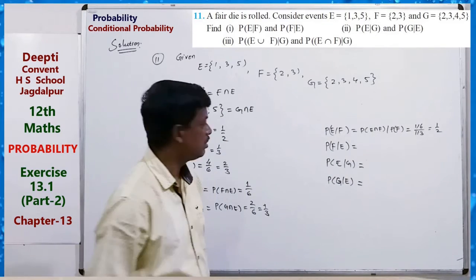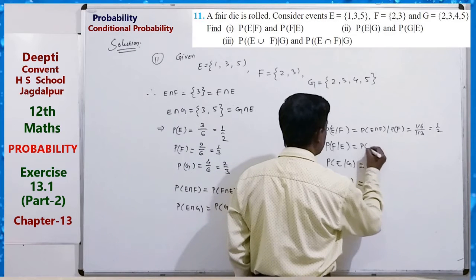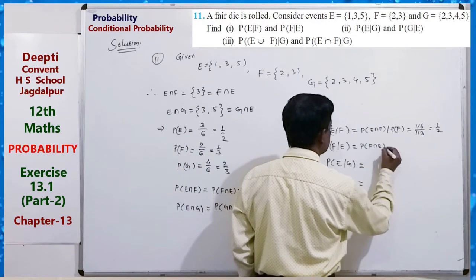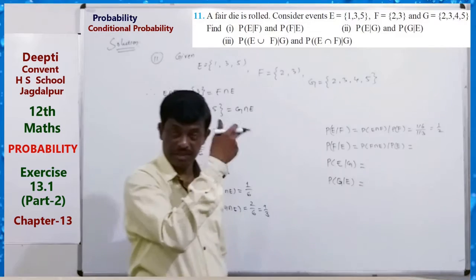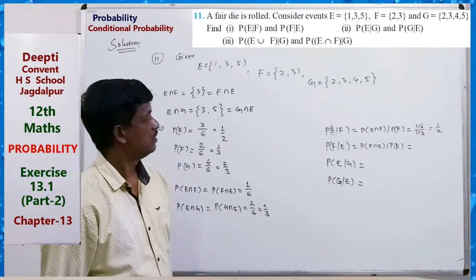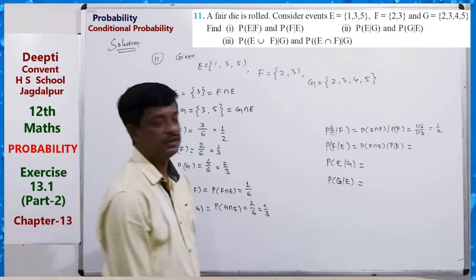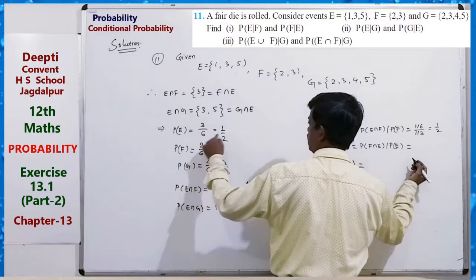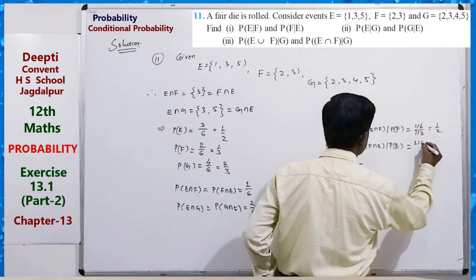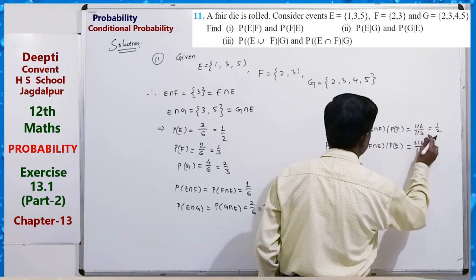Now P(F|E). What is P(F|E)? It is P(F intersection E) upon P(E). This is the formula for conditional probability. This equals what? Also 1 by 6 by 1 by 2.